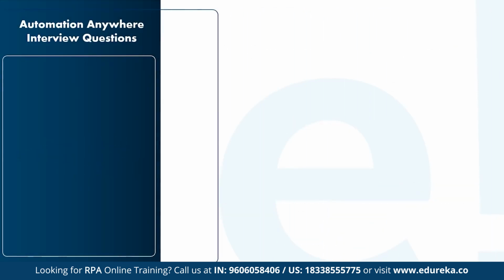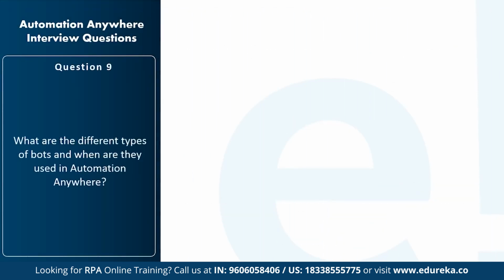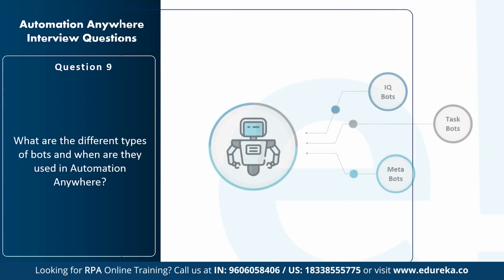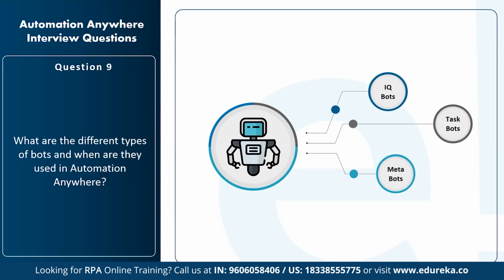Now let's move forward with our next question, that is, what are the different types of bots and when are they used in Automation Anywhere? There are mainly three different types of bots in Automation Anywhere, that is the IQ bots, the task bots, and the meta bots. Talking about the IQ bots first, the IQ bots allow developers to add cognitive capabilities to the process. It uses cognitive capabilities to extract information from semi-structured and unstructured data and also detects patterns, so that the next time the pattern is encountered, the bot already knows exactly what has to be done.